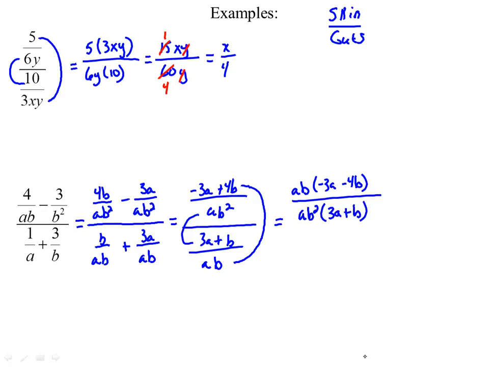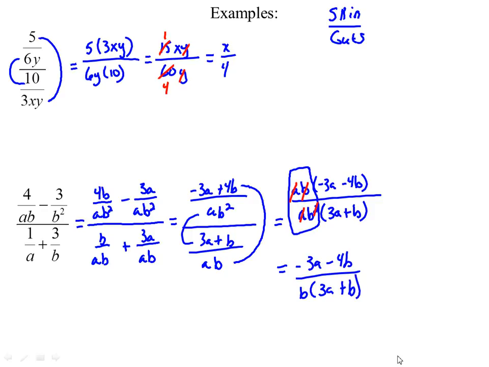Now the only thing that you can reduce is these two right here. So A will go with A, and B will go with one of those. So you're left with, on the top, just the negative 3A minus 4B. And on the bottom, we have B times 3A plus B. And none of that will reduce.